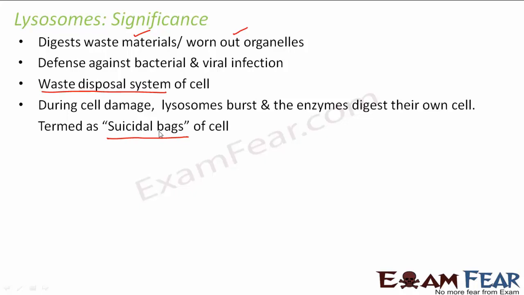They are known as the waste disposal system of the cell, as well as the suicidal bags of the cell. So lysosomes are of great significance because they have a variety of enzymes. And where are lysosomes produced? Just now we saw in the previous slide that the Golgi apparatus produces the lysosomes. It helps in the synthesis of lysosomes. Now, this function which is performed by lysosomes in a plant cell is performed by a vacuole.